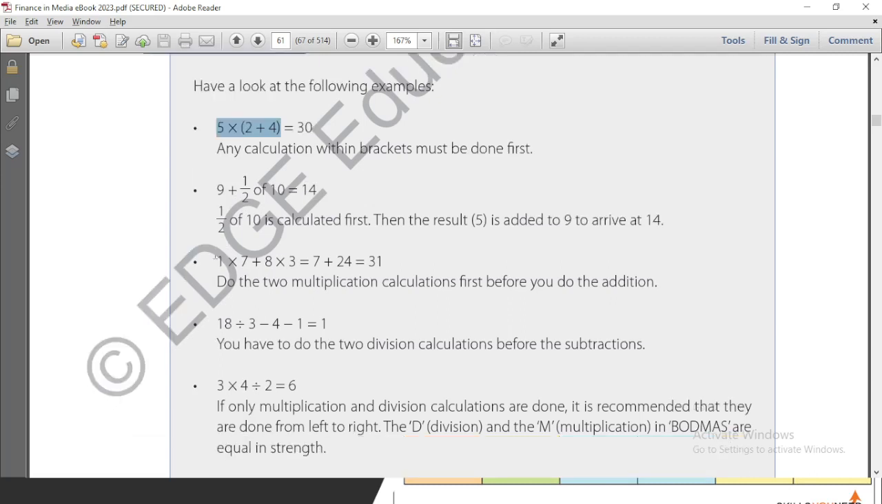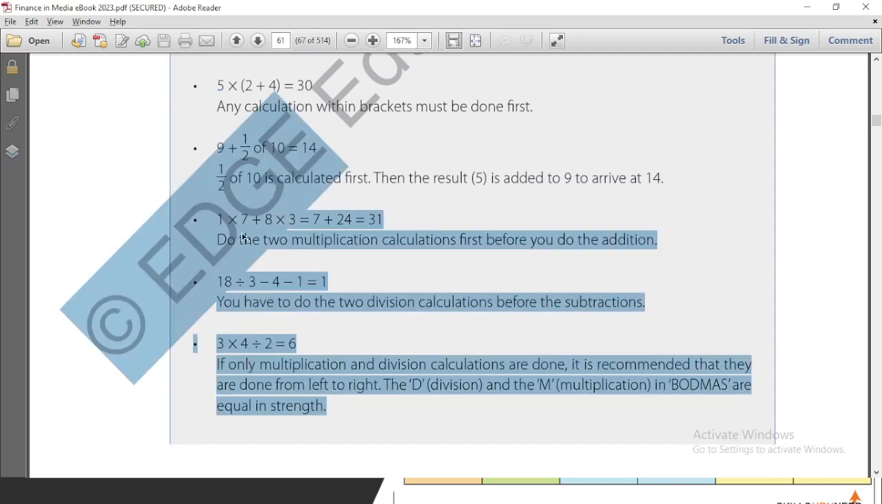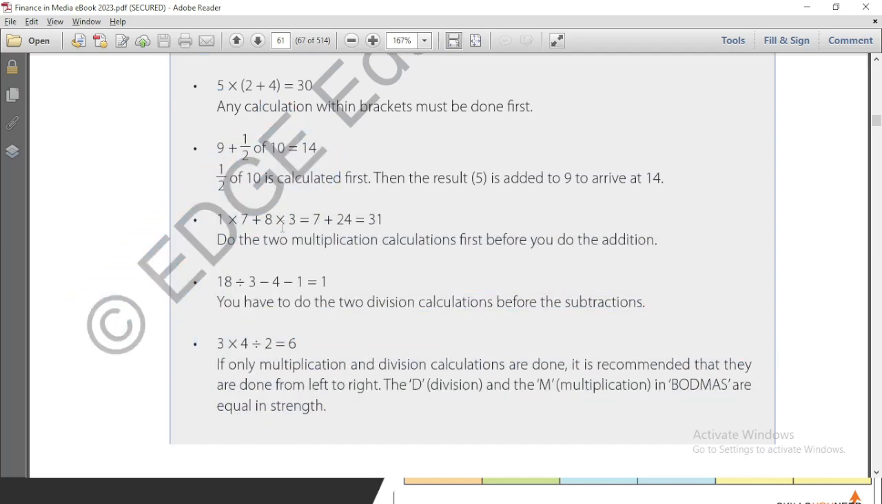And then this one here, we've got multiplication on both sides, where it says 8 multiplied by 3 and 1 multiplied by 7, and all of these are being added together.